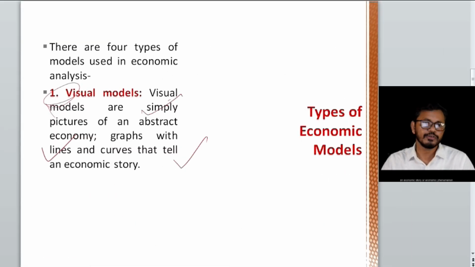Basically, the shapes, charts, or any kinds of lines in the graph paper which we use to represent an economic phenomenon or some relationship between different variables, by representing diagrams and charts. So these are the visual representations of an economic phenomenon. So this is what is known as visual models.